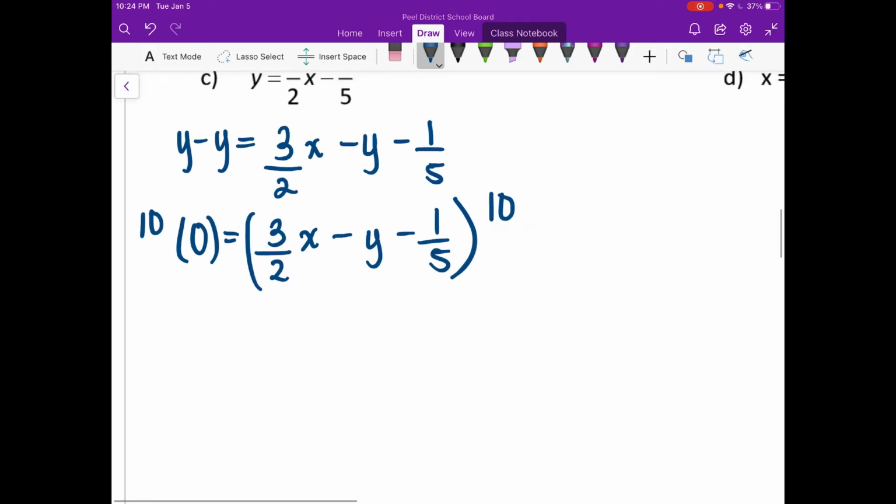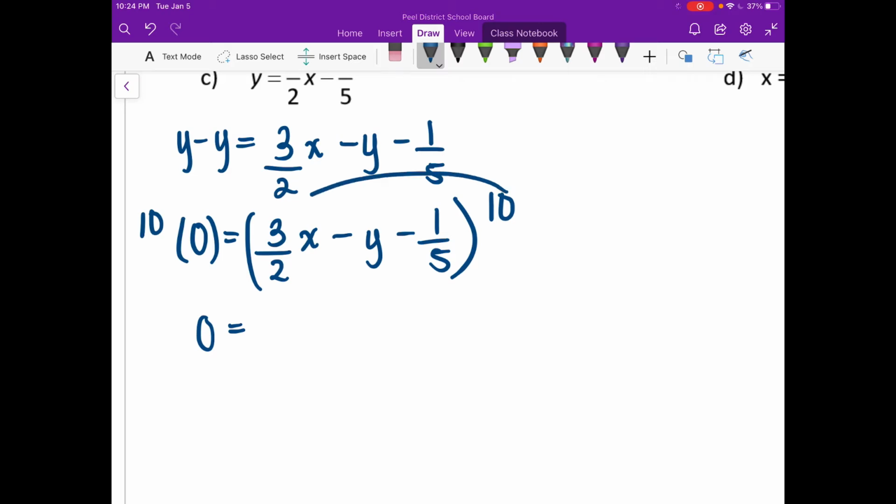Every time you multiply the other side, it's always going to give you 0 because anything times 0 is 0. But I would prefer that you show it just so that I know that you understand that. You can't just go around multiplying one side and not the other. Okay? So I'm going to multiply each term by 10.